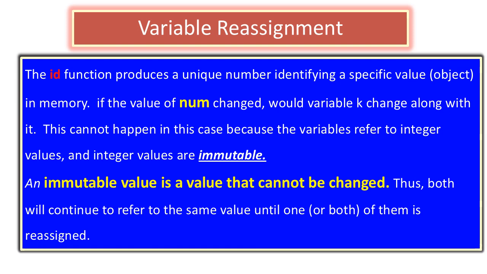Variable reassignment. The id function produces a unique number identifying a specific value in memory. If the value of num changed, would variable k change along with it? This cannot happen in this case, because the variables refer to integer values, and integer values are immutable. An immutable value is a value that cannot be changed. Both will continue to refer to the same value until one or both of them is reassigned.